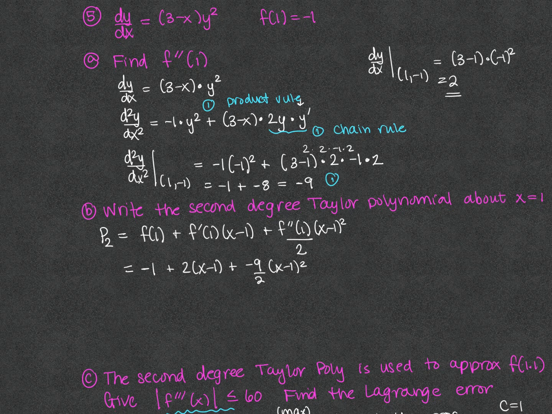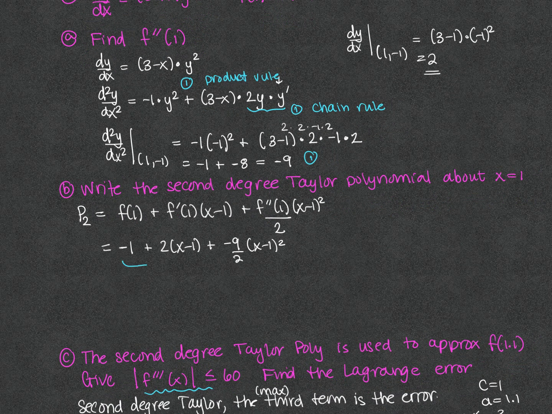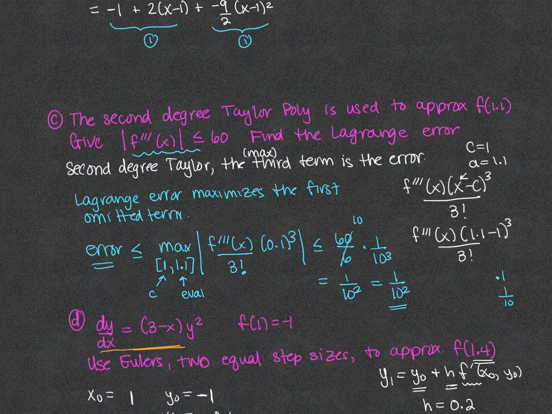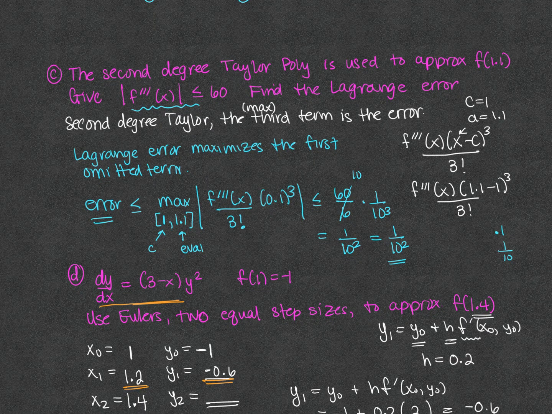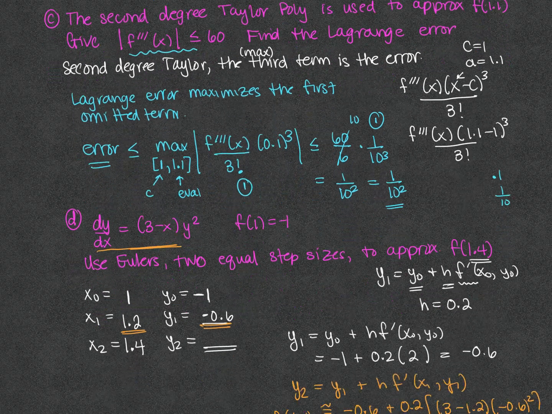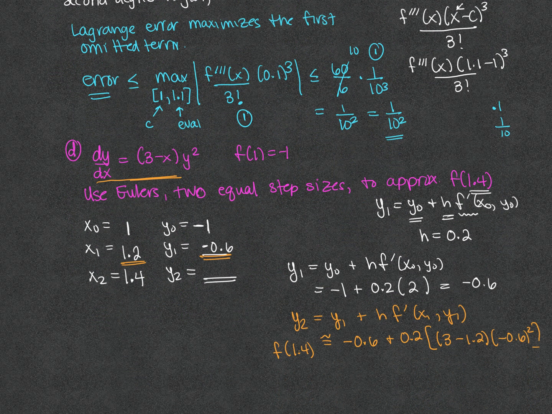Part B is 2 points. 1 for the first 2 terms being correct, 1 for the third term being correct. Part C is worth 2 points. 1 for having the general form of the Taylor polynomial, or Lagrange error, and 1 for plugging in the values. And D is worth 2 points. 1 for the first step of Euler, and 1 for the second step of Euler.